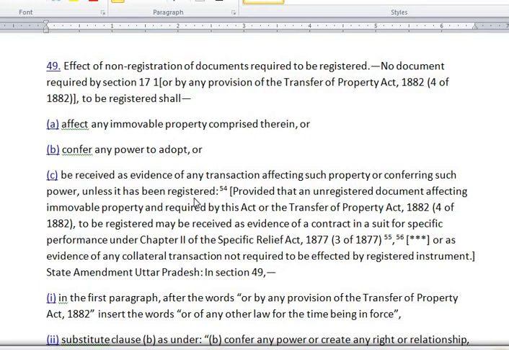Now tomorrow, if he has taken the house from me and I take the ground that I am the owner because I am a purchaser, on filing the suit, tomorrow if I take this ground in the court and in the court I want to seek to prove the sale deed through the unregistered document, then will that sale deed be allowed to be proved? The answer is no as per 49 clause C.